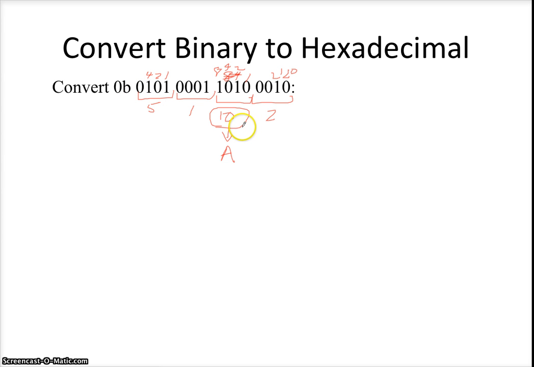So if we wanted to convert this binary number, which is 0101, 0001, 1010, 0010 to hexadecimal, it will give us 0x51A2. Okay, 51A2.